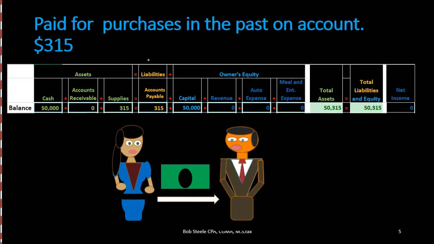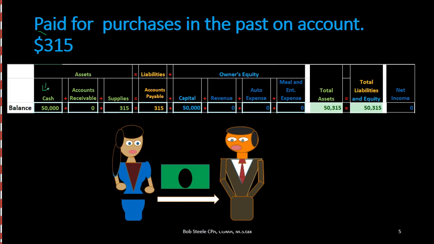Next transaction, we're going to say paid for purchases in the past on account, 315. So here are our beginning balances now. Our beginning balances are the same as we had in the prior slide. And now we're going to say that we're paying for something that we purchased in the past. So first question, is cash affected? We're going to say, yeah, we paid, keyword being paid. Anytime it says paid, we can assume that cash is going down. And then we can just think about what the other account is.